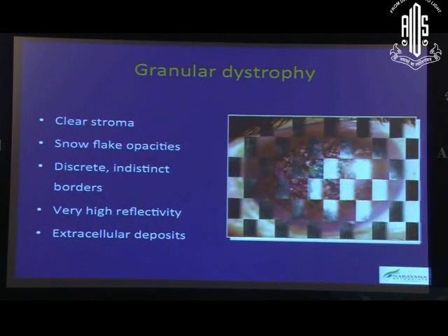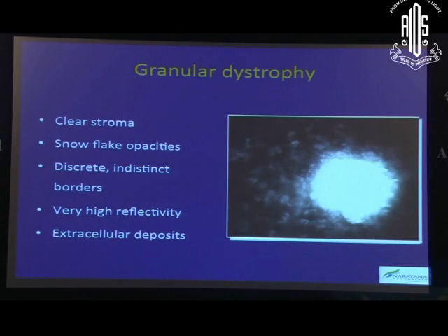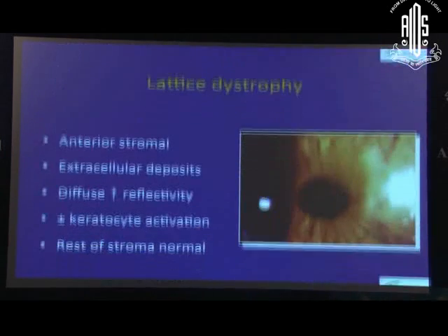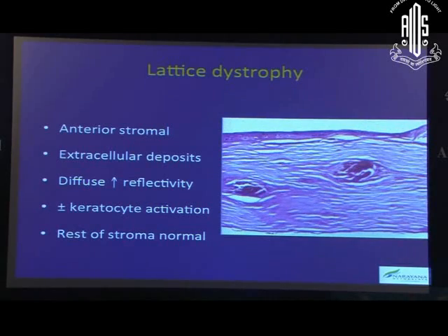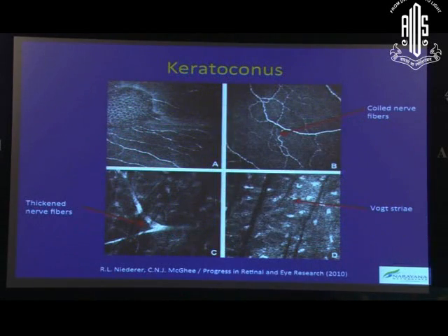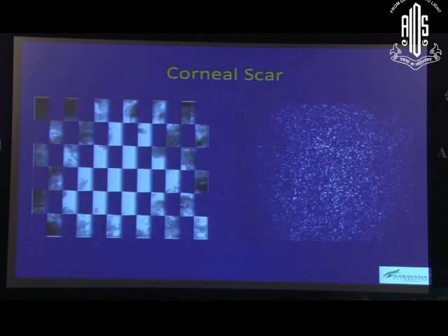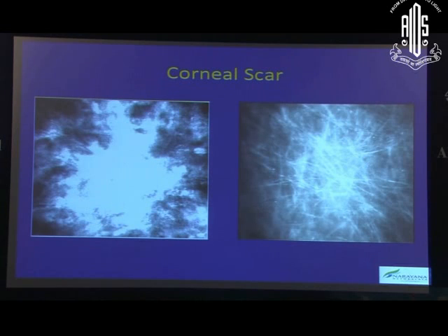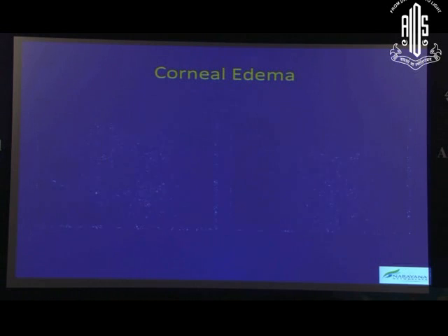You see in granular dystrophy a breadcrumb kind of thing or snowflake kind of dystrophy, which can also tell you how deep the dystrophy is, and similarly in lattice dystrophy you can see that. In keratoconus, you can investigate how the nerve fibers are oriented, and in scars, you can differentiate what kind of scar we are dealing with. Are you dealing with a subepithelial scar or a fibrillar scar?